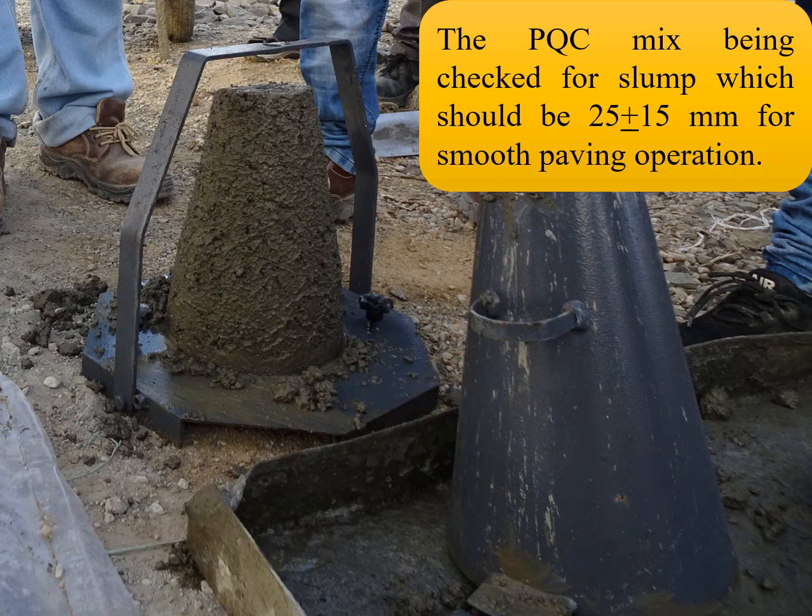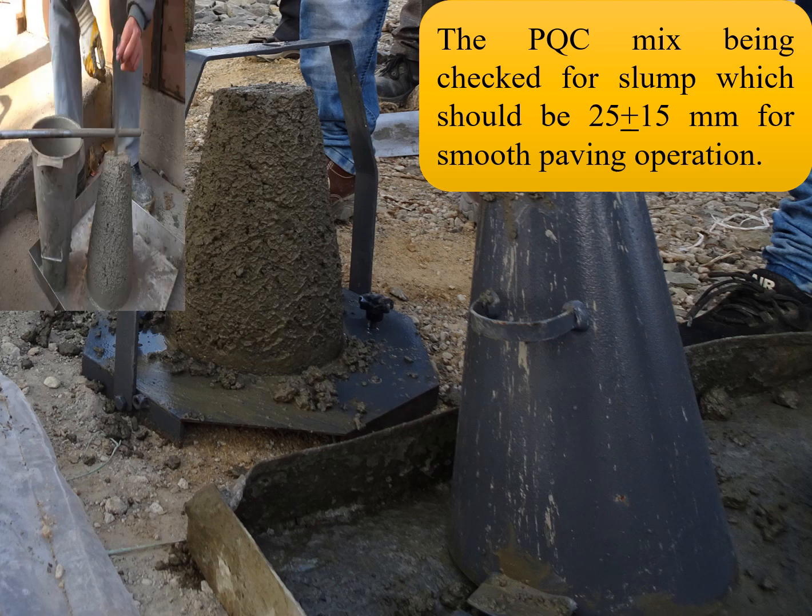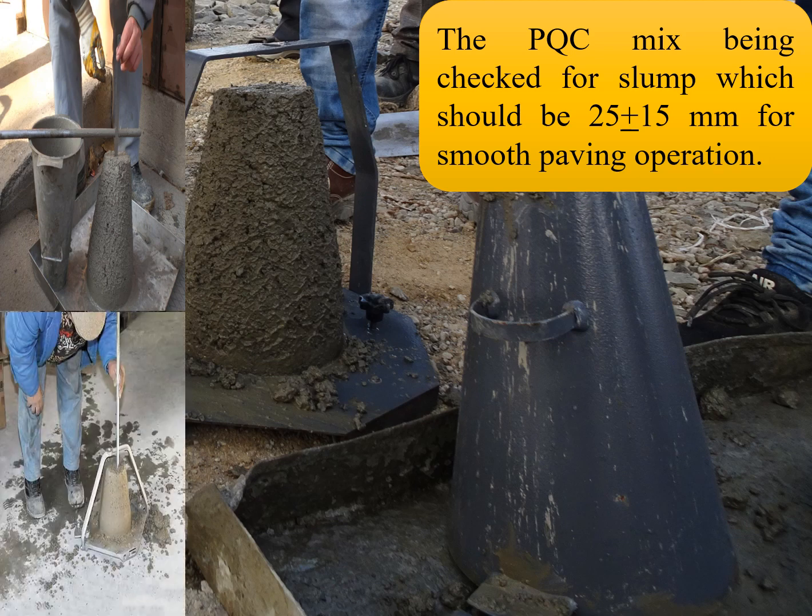The PQC mix is checked for slump, which should be 25 plus or minus 15 millimeters for smooth paving operations. The uniformity or consistency of the mix is generally measured using a slump test. As the consistency is maintained, the paving quality will also be maintained, as the same set frequencies of vibrators can be used in order to pave the material using the paver.